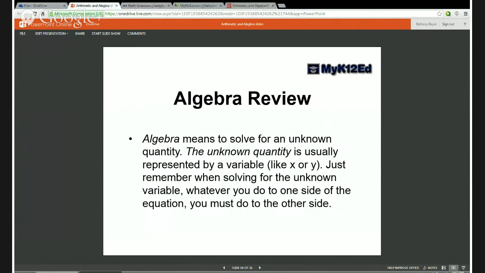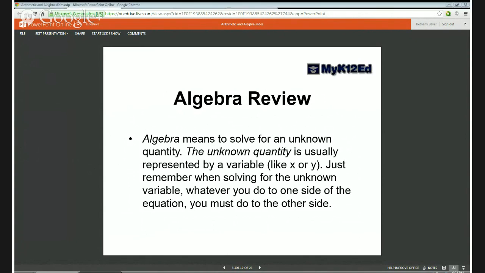Okay, so we'll move on to a little bit of algebra. Now, for algebra on the ACT, they're doing elementary algebra, pre-algebra, and then algebra. So there's different types of algebra problems, from the most basic to higher level algebra problems. All algebra means is to solve for an unknown quantity, and usually we think of something like x or y, but it's usually represented by some sort of variable, and they'll ask you to solve for it.